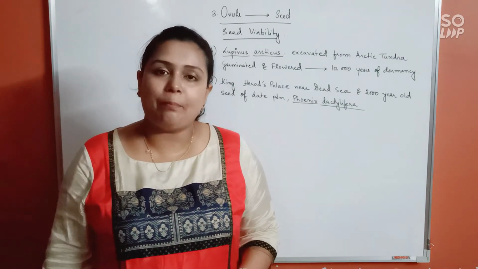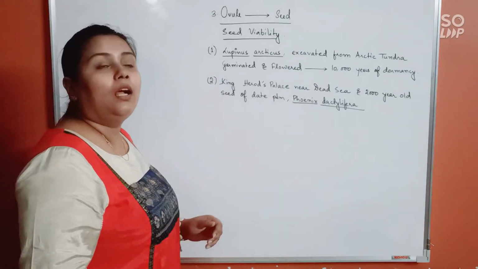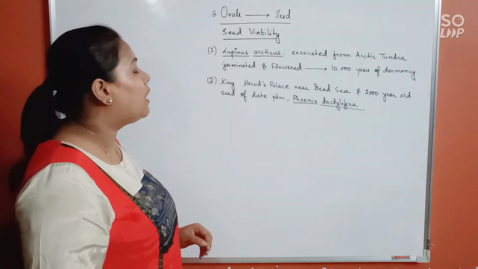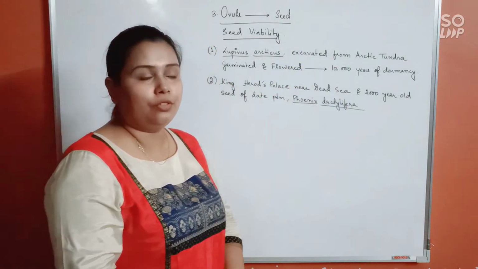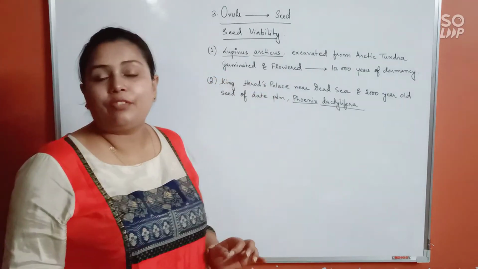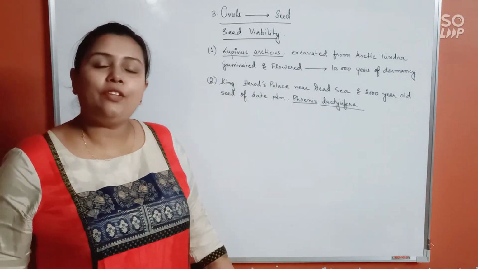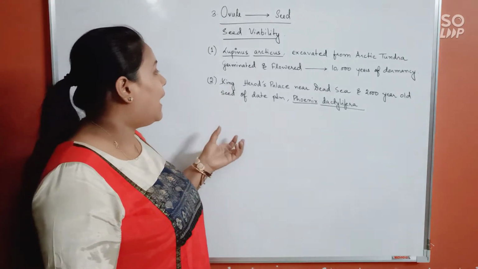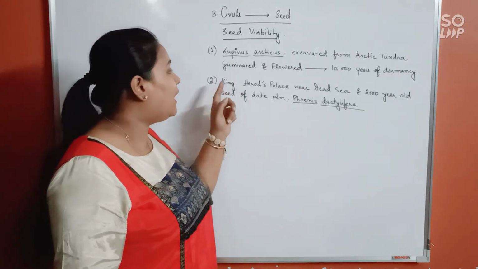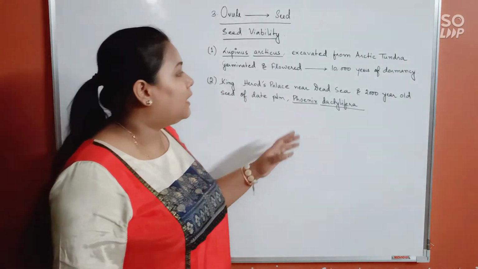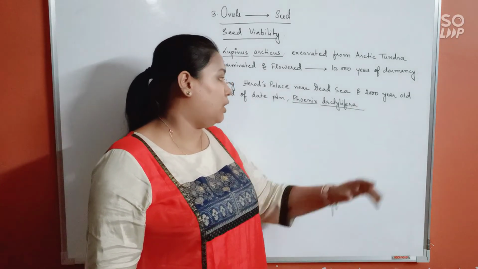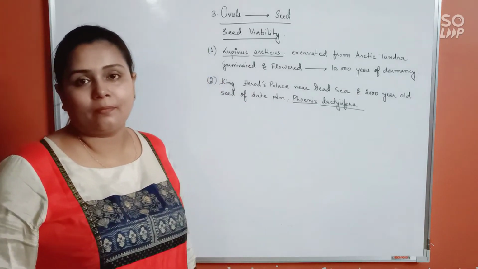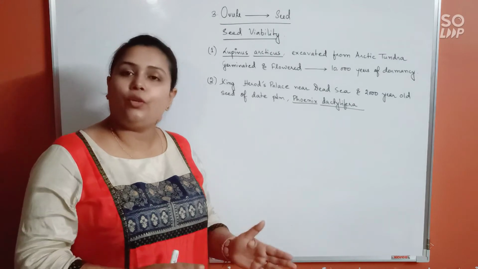A few interesting examples are as follows, like Lupinus arcticus. The seed of Lupinus arcticus was excavated from the Arctic tundra and it germinated and flowered after 10,000 years of dormancy. Another interesting example is of a viable seed which was extracted during an excavation of King Herod's palace near the Dead Sea. This seed remained viable for 2000 years and it belonged to date palm, that is Phoenix dactylifera. So that is regarding the ovule into seed part.